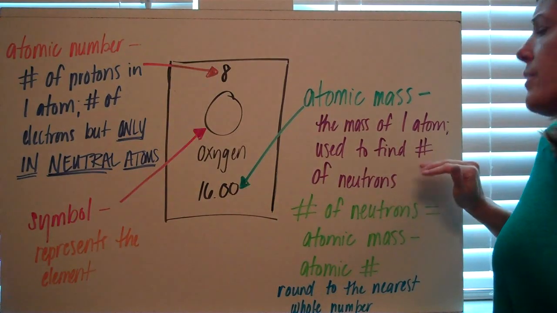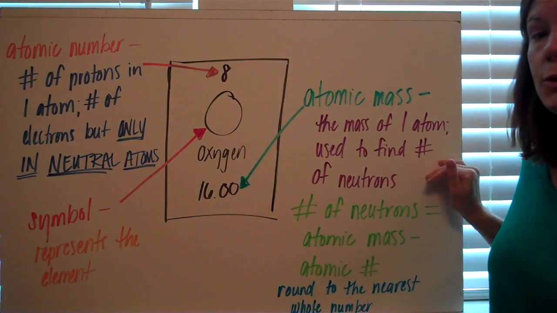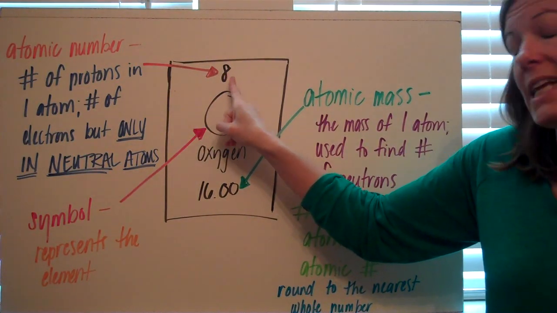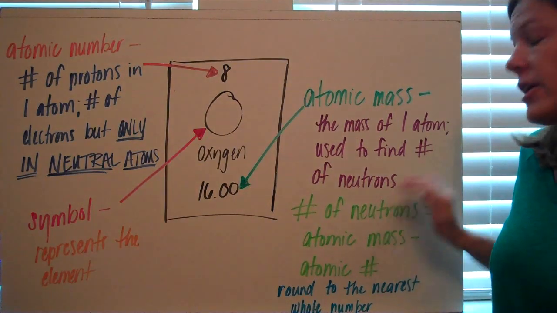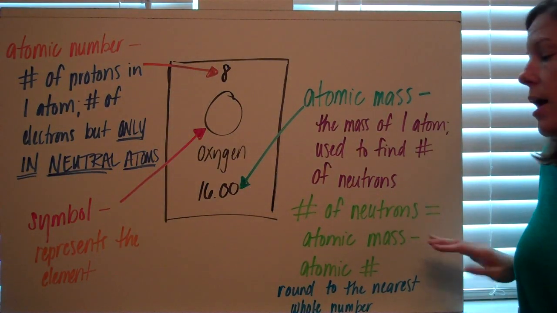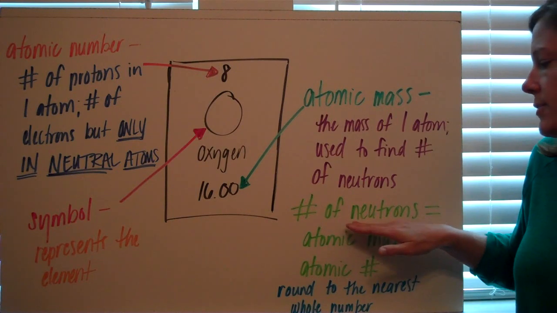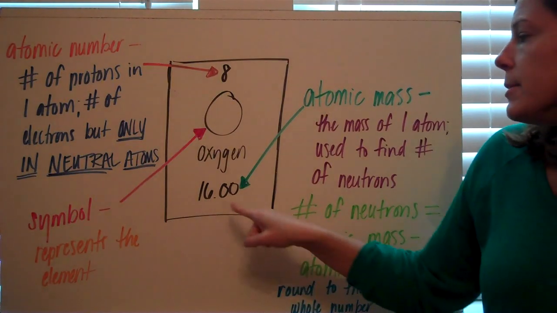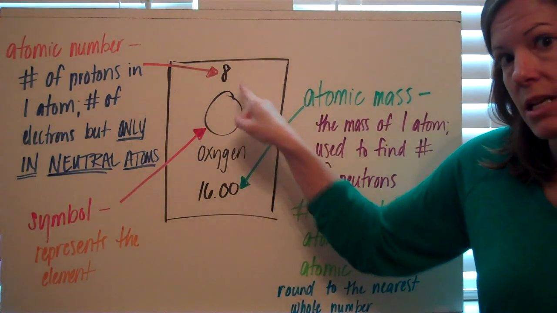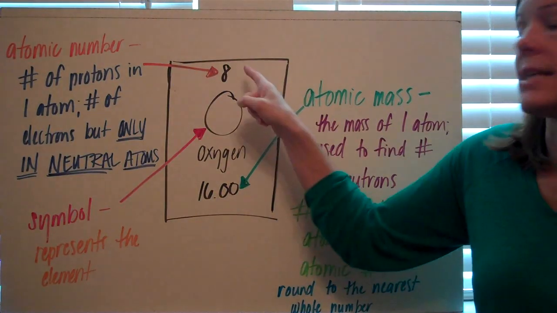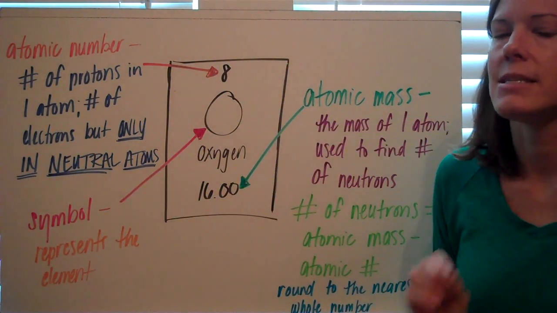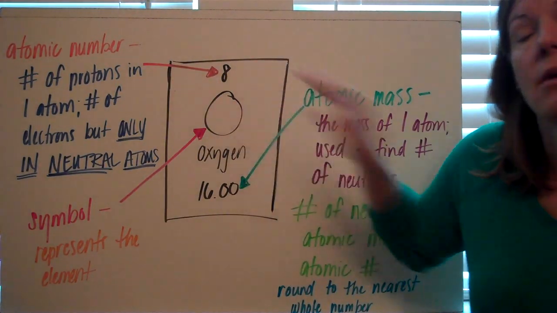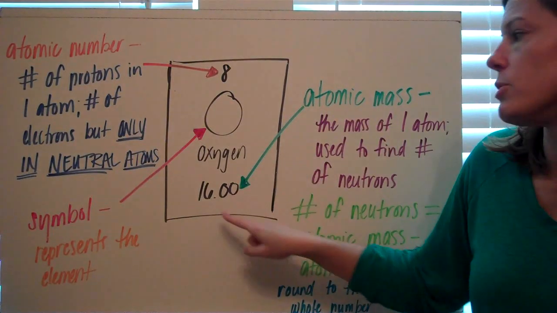So we can use this to find the number of neutrons, because we know that oxygen has an atomic number of 8. So it has 8 protons. We can use that to figure out how many neutrons it has. The way that we do that is we use this formula right here. Number of neutrons equals the atomic mass minus the atomic number. So in this case, you'd say 16 minus 8 equals 8. So oxygen has 8 protons and 8 neutrons. It doesn't always work out that way though. It can have a different number of neutrons than protons.